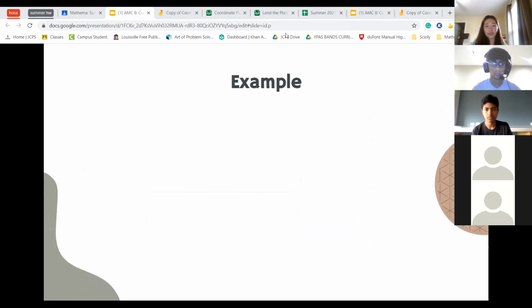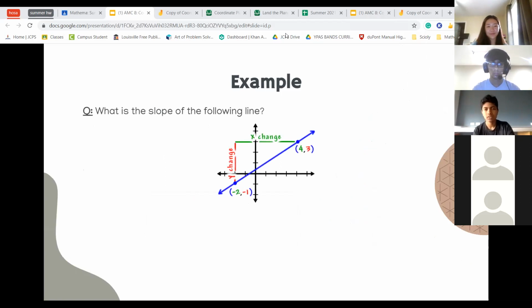Okay, so on to the next slide. Yeah, so here's an example. I want you guys to calculate the slope of the following line. So type your answer in the chat. Remember, it's just the rise over run, change in y over change in x. Remember not to get it mixed up. So type your answer in the chat. Nice, so we've gotten 1 answer.